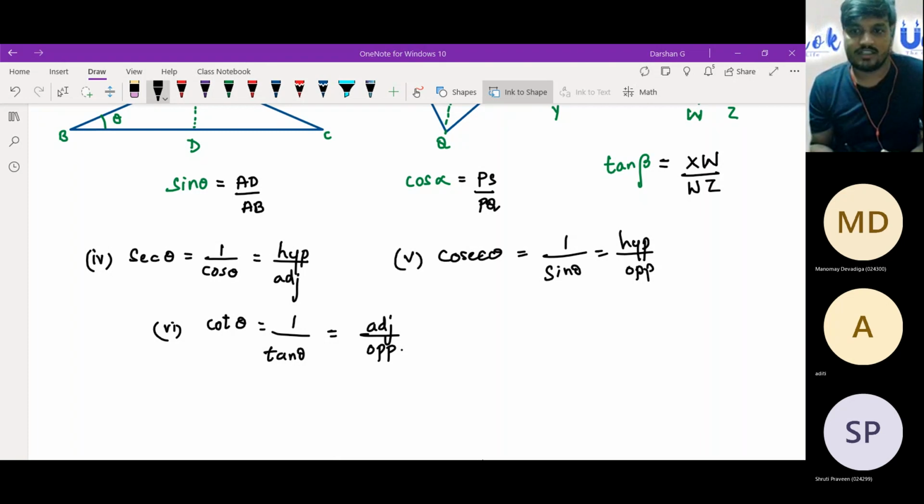You also have standard angles and all that, which you will be studying in the upcoming part. But this is the thing that you require. So let's move ahead and do a few questions.